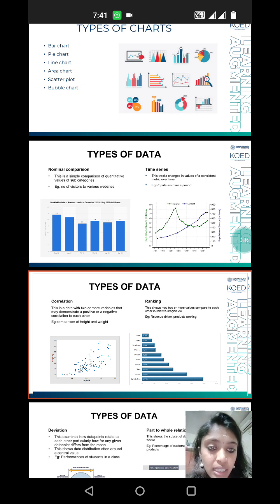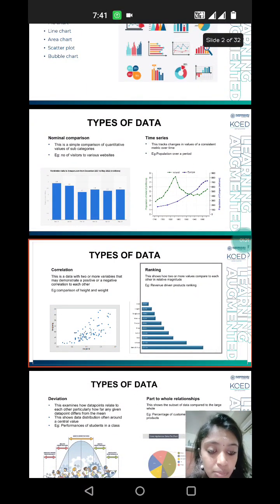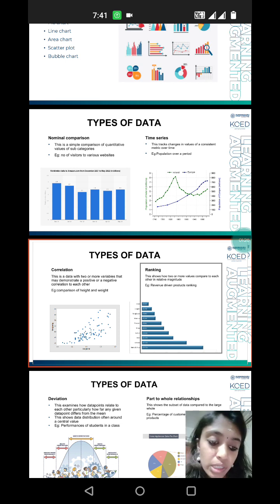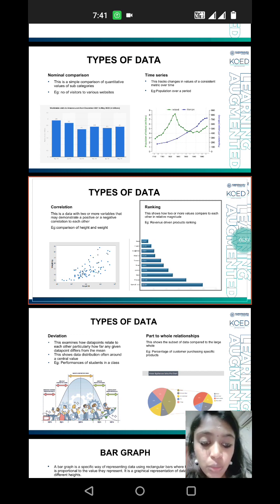Time series is where the data will vary from time to time over a period. For example, the population of a country will change over a period. That will come under time series. Then correlation. What is correlation? Two or more variables might be either positively or negatively correlated to each other. Like here, the example is a comparison of height and weight.